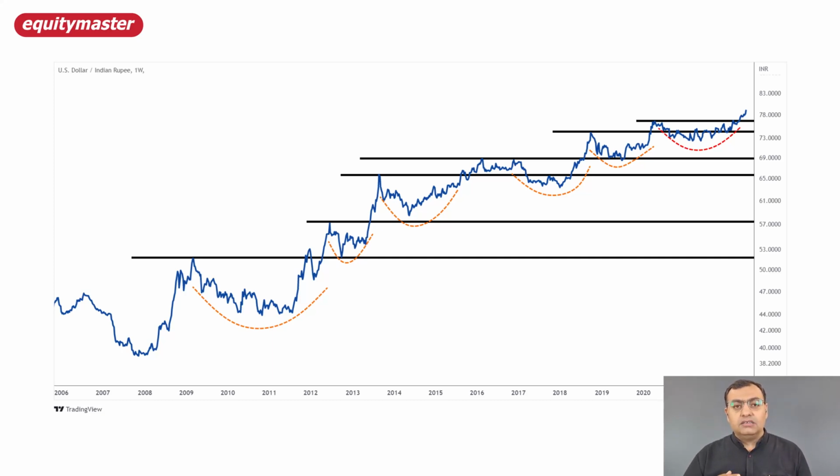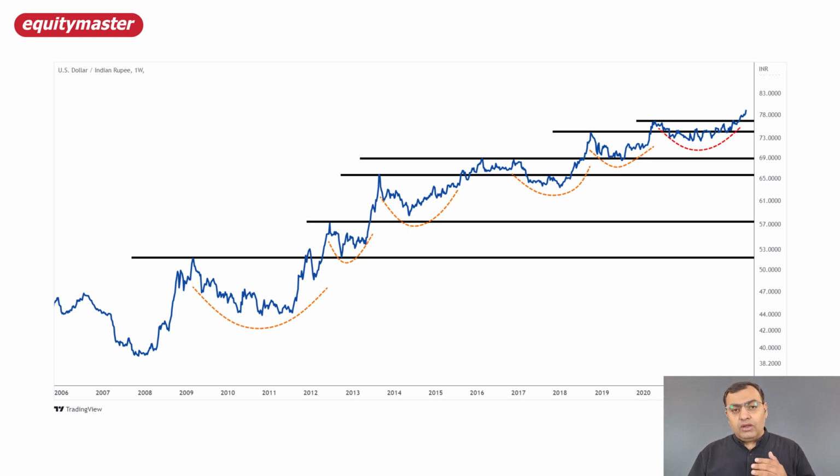Which means that when the prices hit a new high, they consolidate in the form of a basing structure. If you look at this orange line on your screen, these are basically the basing structures which have been developing for years. Once the price breakout hits a new high, it consolidates in the form of a basing structure.